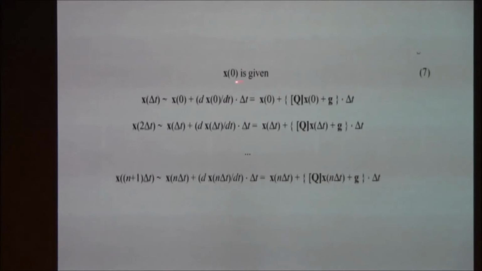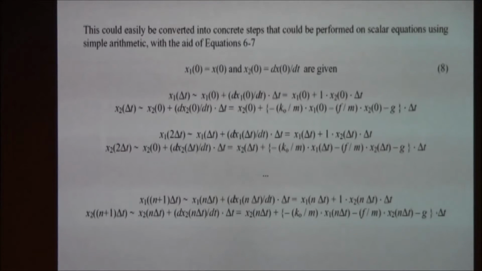So x0 is given. x of delta t would just be where we started, plus dx0/dt times delta t. We can make a substitution. dx0/dt by our equation is Qx0 plus g. x of 2 delta t, just march into the future all the way down to here. So it's just arithmetic now, just arithmetic. So does this really work? And let's take a look. So that's what's in the simulation here.